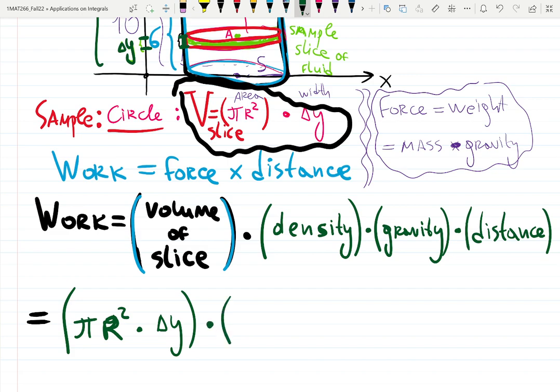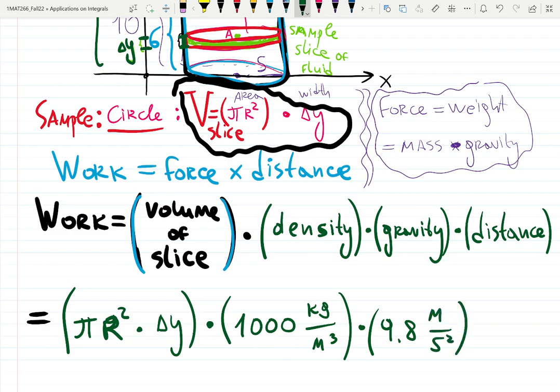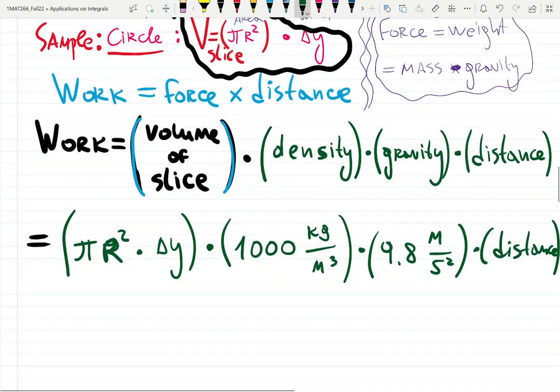Times density for water, 1,000 kilograms per meter cubed. Times gravity, 9.8, that's a constant, meters per second squared. Times the distance. The distance we will have to figure out, and I will not put it right now, for a reason, you will see why. But also, when I put delta y, that is width. Volume is in meter cubes. That's what I'm trying to say. So maybe I should have some space. Times delta y, meter cubes.